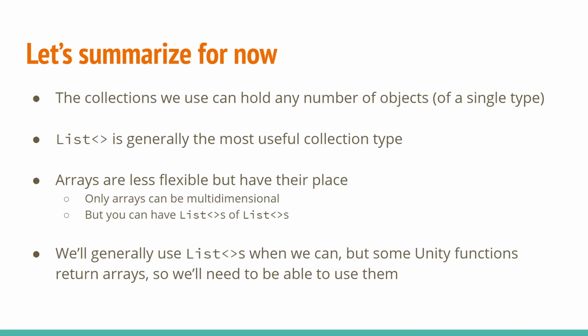All right. So any number of objects. List is generally the most useful. Arrays are less flexible, but have their place. If you need some speed, you can't have lists of lists, and so on. All right. And once we get to prefabs, then we'll circle back and start using our lists.